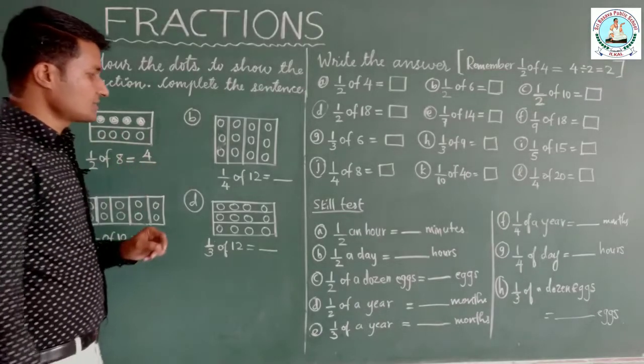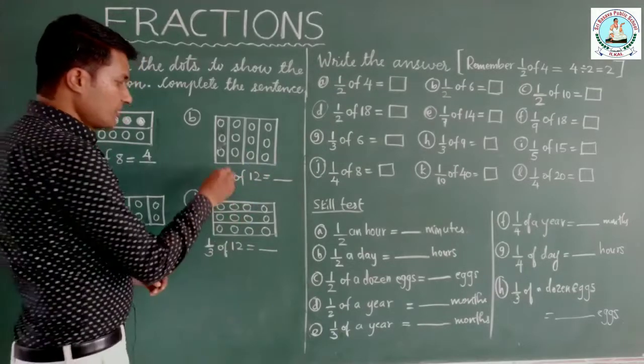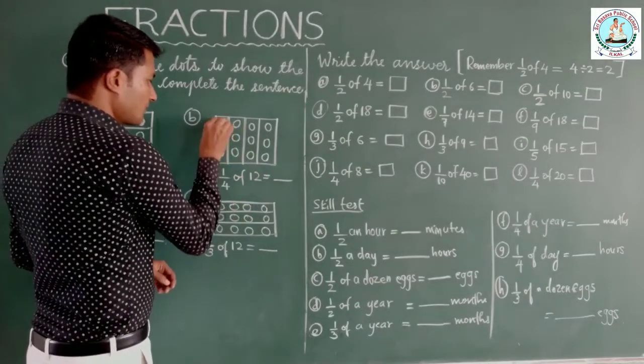Let's go for the next question. So here they have made 4 parts, which means they are talking about 1/4, and we need to color 1/4 part of the dots.